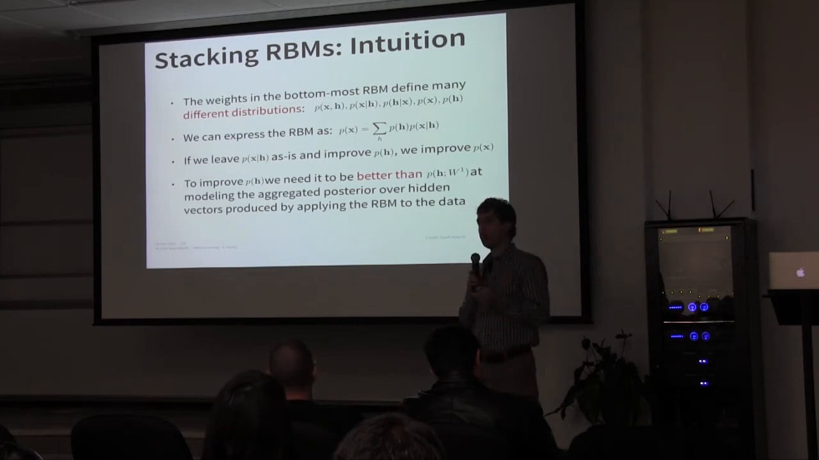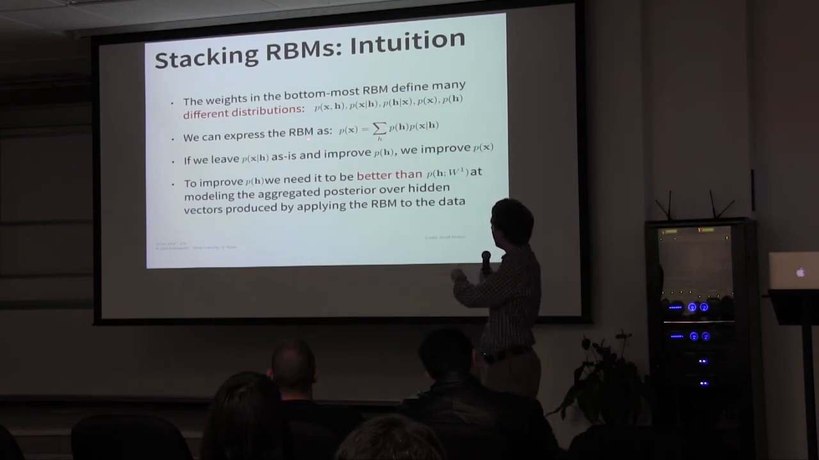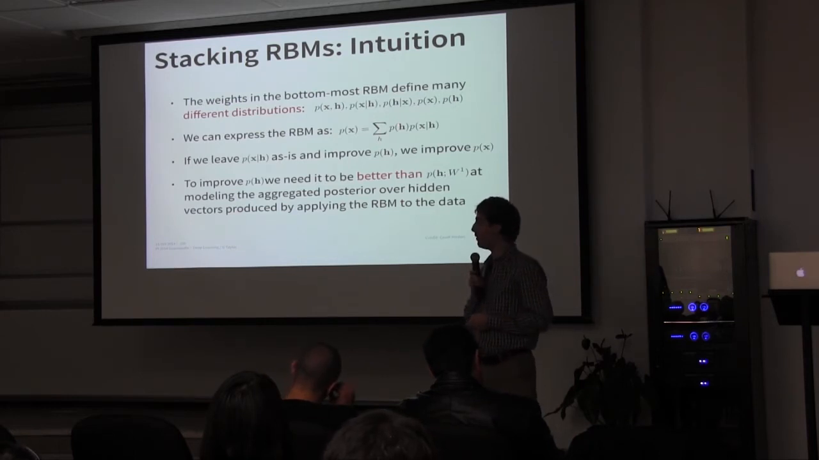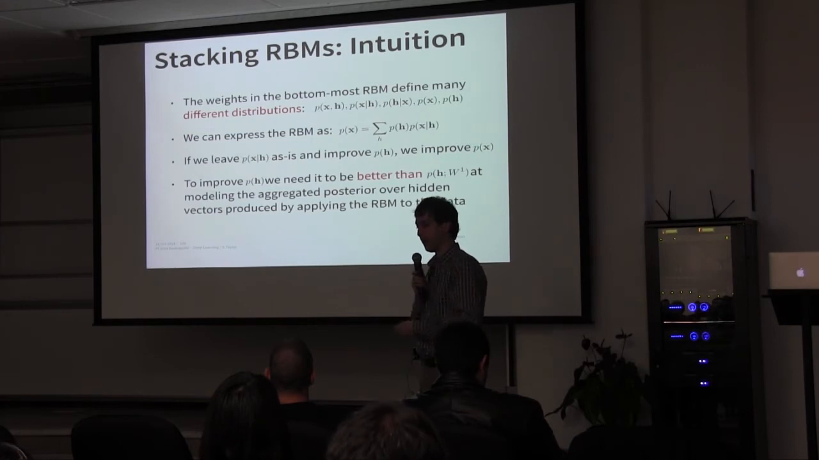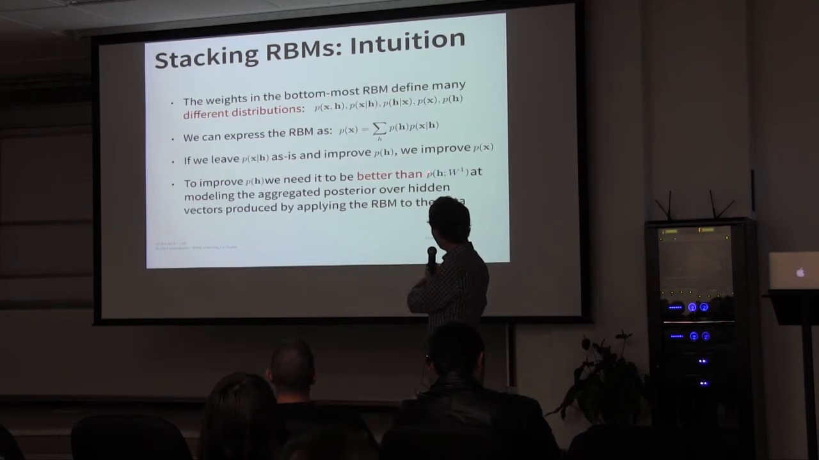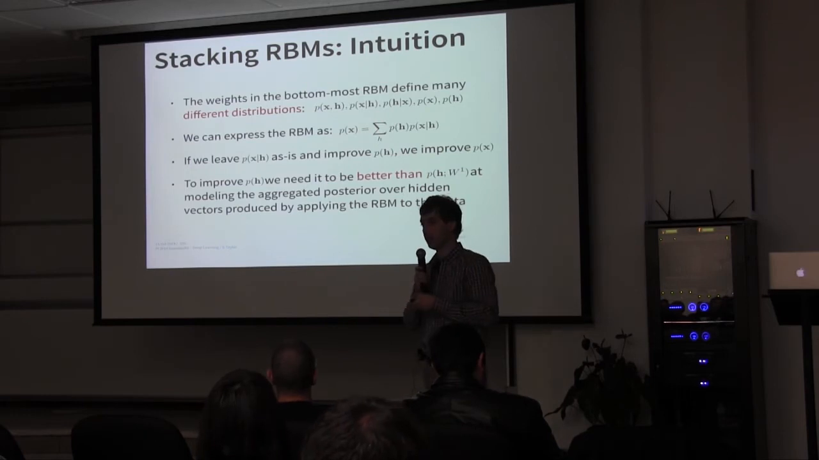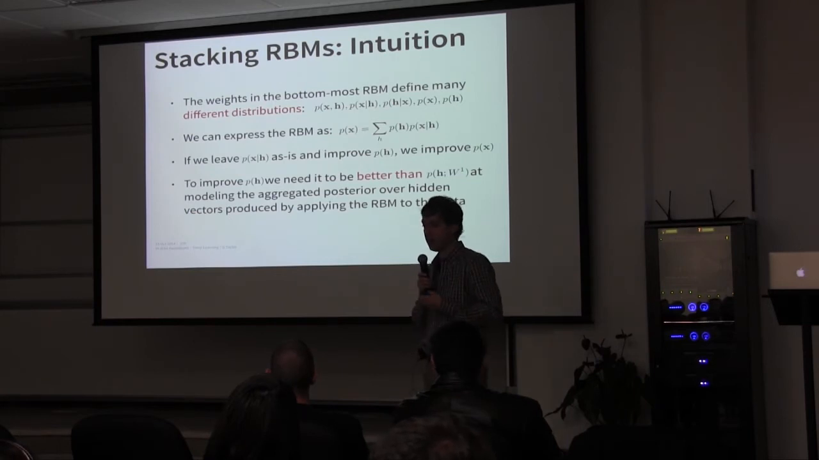If we take the joint distribution learned by an RBM and marginalize it over the hidden configurations, we can view the RBM as modeling a conditional distribution, given the hiddens, produce me a visible vector, and a prior distribution, or a marginal distribution, over the hiddens. When we stack, we can think of this as leaving this conditional as is and improving the distribution over the hiddens. So we throw away this prior over the hiddens and replace it with another network. If we are able to make this new model better at modeling the hiddens than the original implicit distribution captured by the weights that were originally learned, then we'll get a better generative model. So that's the idea behind stacking.